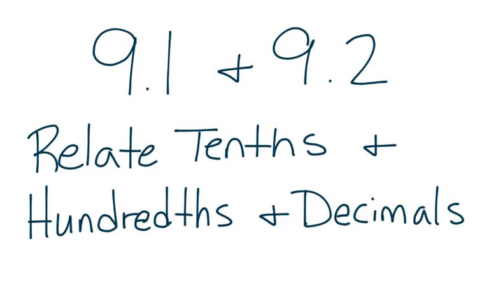Welcome to Chapter 9. In this lesson, we're going to start relating tenths, hundredths, decimals, and fractions. So let's take a look at some place values so we can identify what a tenth is and what a hundredth is. Just like when we were dealing with our fractions, our decimals are values that are less than 1. So they're located to the right of our ones place.